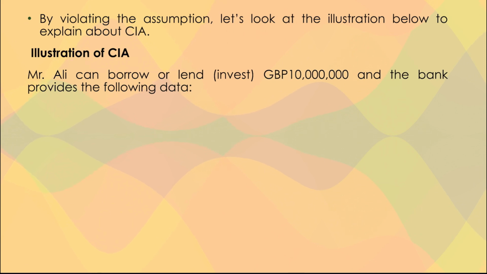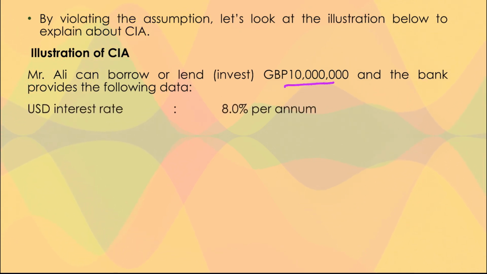Okay, let's look at the example. Mr. Ali can borrow or lend, in other words invest, GBP 10 million, and the bank provides the following data. USD interest rate is 8% per annum.